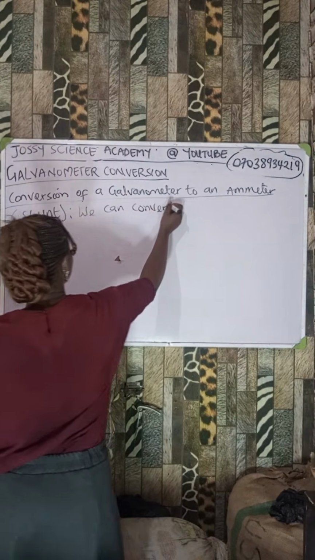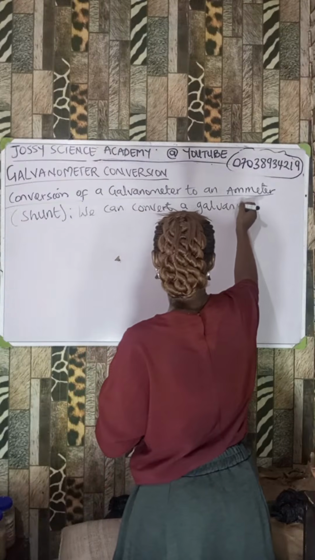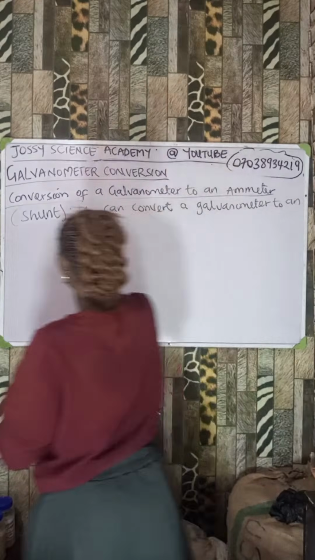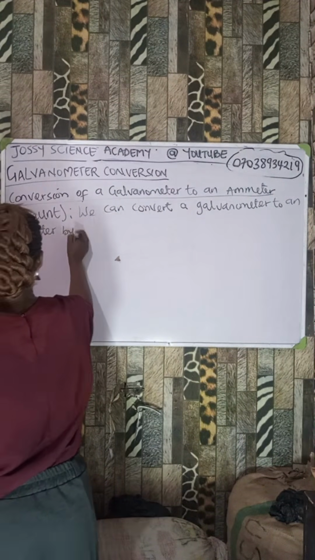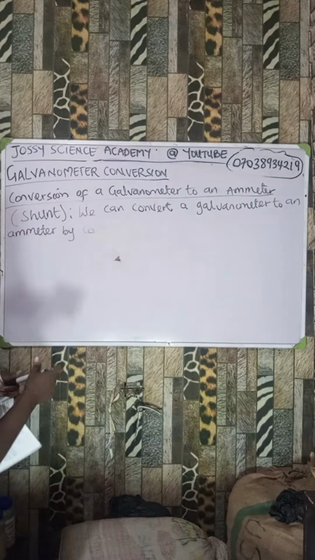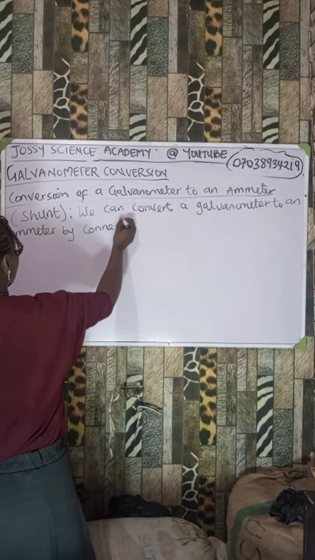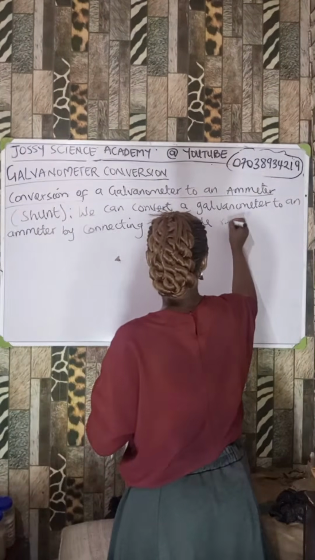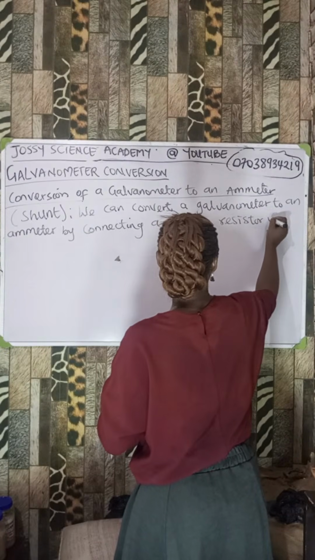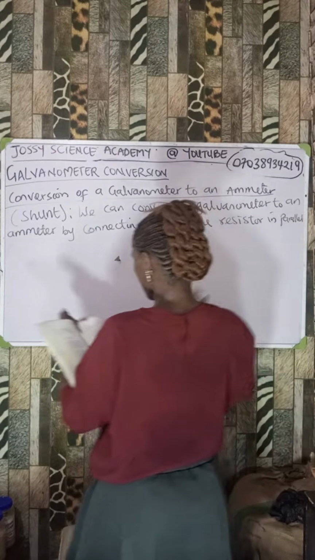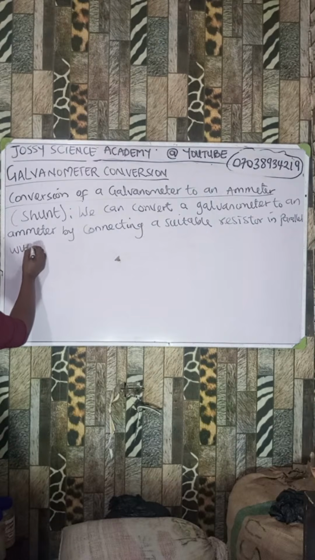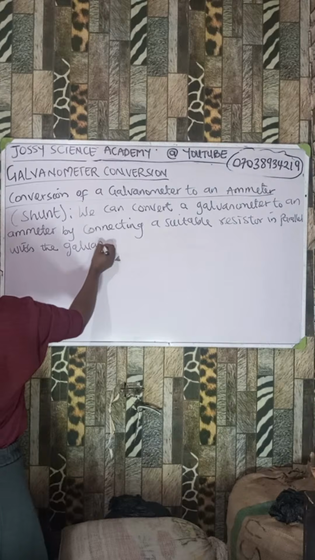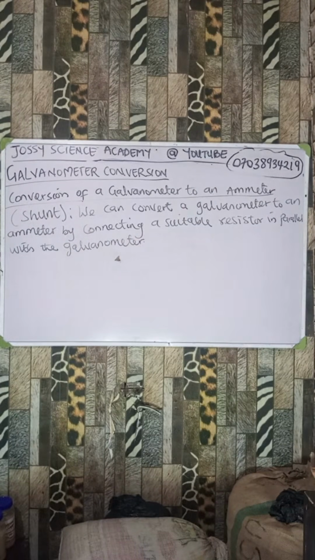We can convert a galvanometer to an ammeter by connecting a suitable resistor in parallel with the galvanometer.